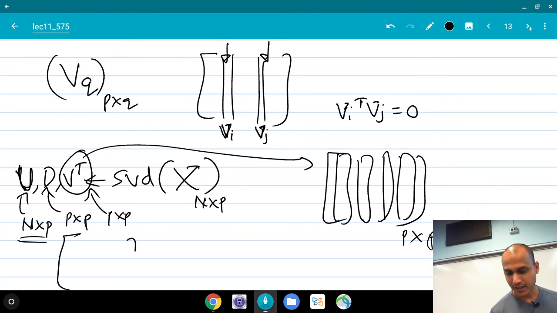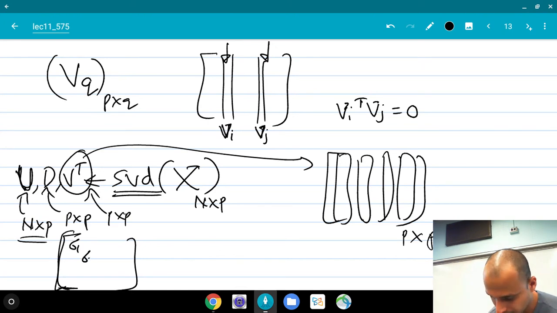So D is actually a diagonal matrix. It only has what are called the singular values of the matrix X. There are some entries on the diagonal. These are called singular values, and that's why it's called singular value decomposition. SVD produces 3 matrices. One of the matrices is diagonal. It has a bunch of singular values. Let me call them sigma 1, sigma 2, all the way to sigma p.